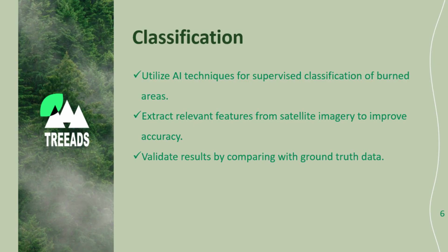Classification. Utilize AI techniques, such as machine learning algorithms, to classify burned areas into different classes, for example, severely burned, moderately burned, unburned, based on spectral and contextual information. Extract relevant features from the satellite imagery, such as vegetation indices, for example NDVI, or surface temperature, to improve classification accuracy. Validate the results by comparing the classified burned areas with ground truth data, such as field surveys or high-resolution aerial imagery.